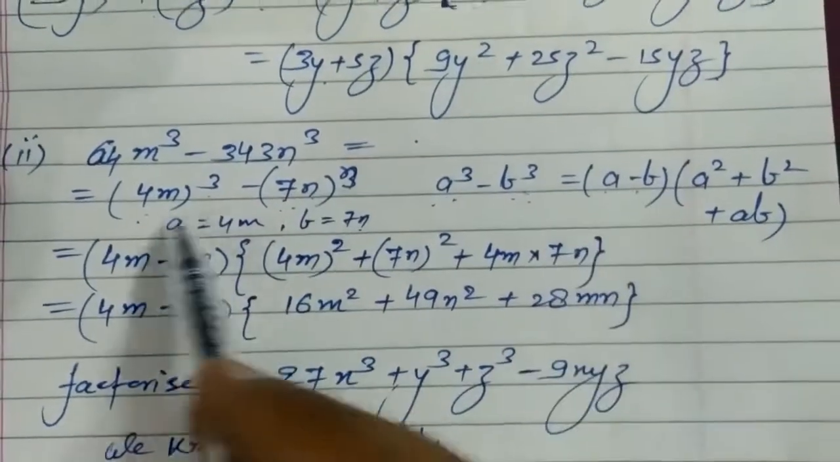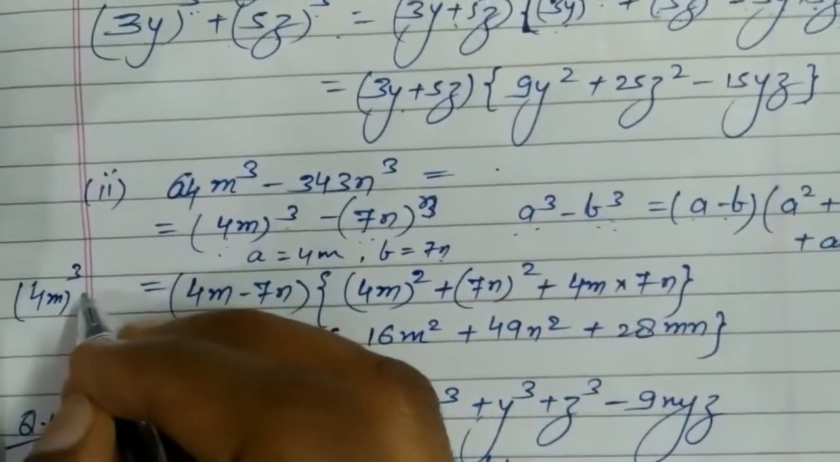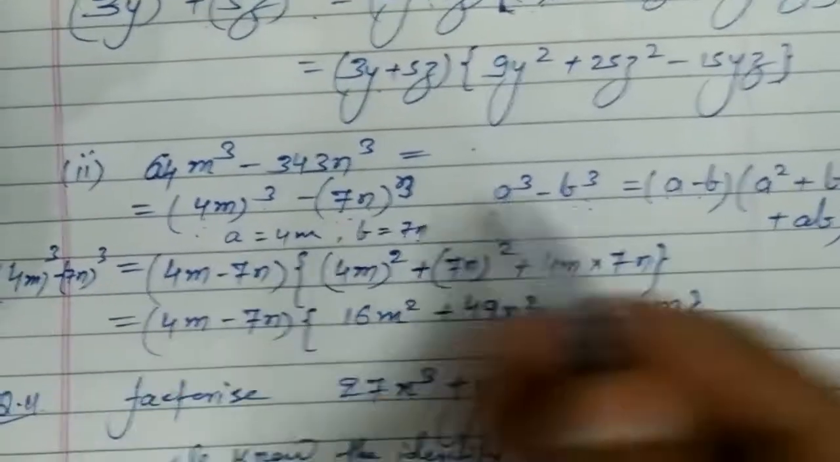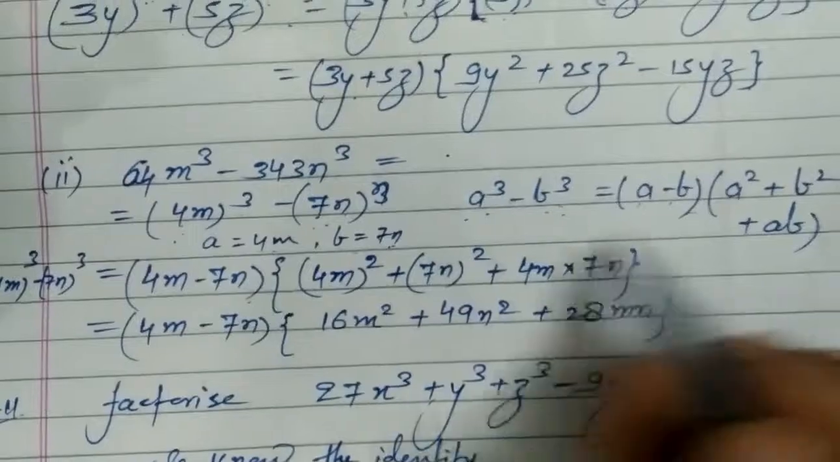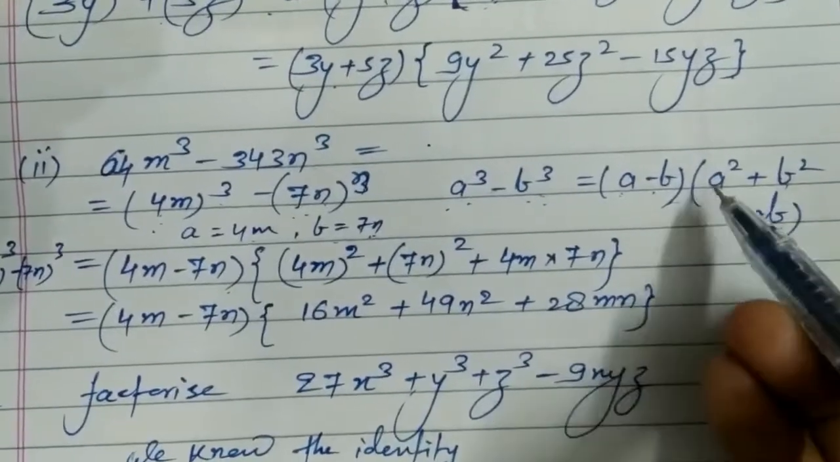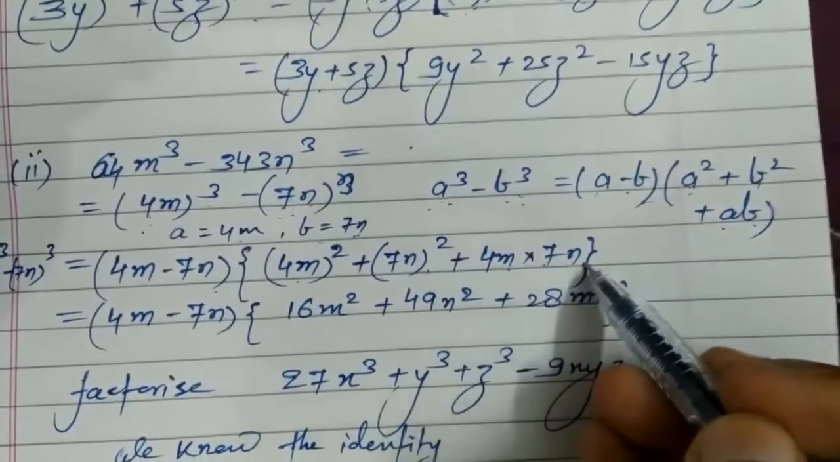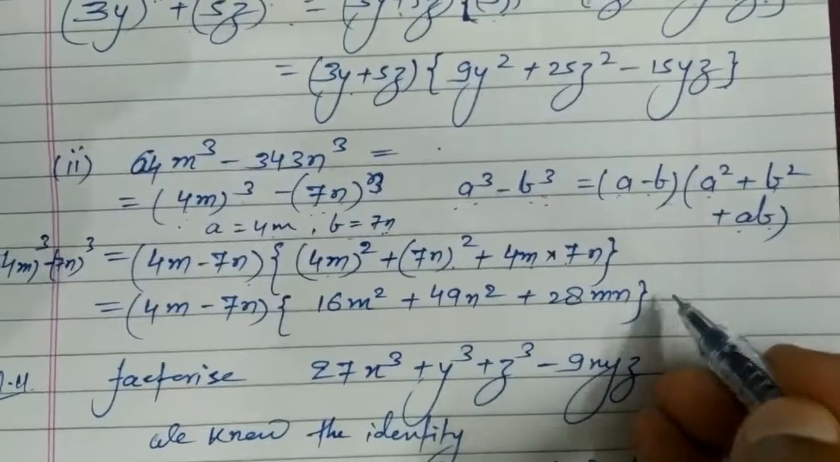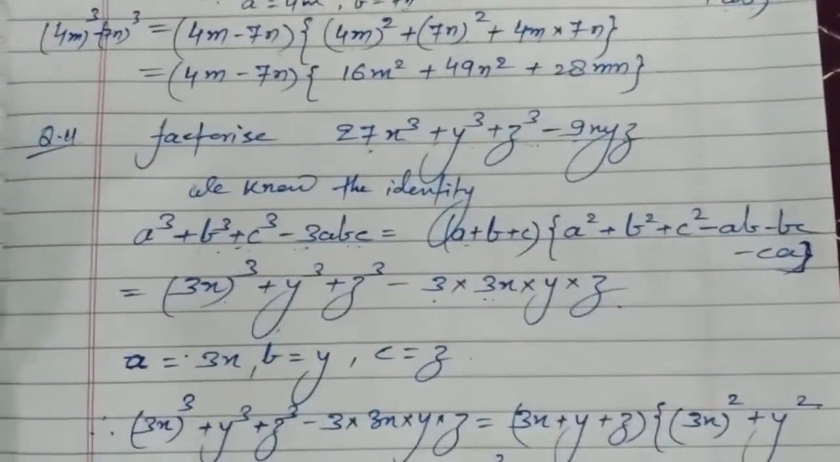(4m) cube minus (7n) cube equal to a cube minus b cube equal to (a minus b), value of a 4m minus 7n, and (a square plus b square plus ab). Put the value of a and b: (4m) square plus (7n) square plus 4m into 7n. So you will get, after simplification, this. This is your answer.